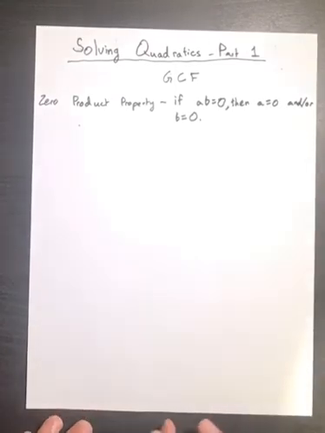Because the only way to get 0 as a product is to multiply by 0. So A can equal 0, or B can equal 0, or maybe they can both equal 0, because 0 times 0 will be 0, and 0 times anything will be 0. So that is a key thing. It's pretty obvious when you think about it, like why is this a thing? But it's so useful for factoring GCFs. This is how you solve.